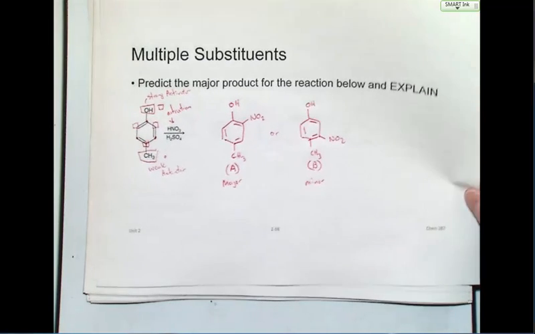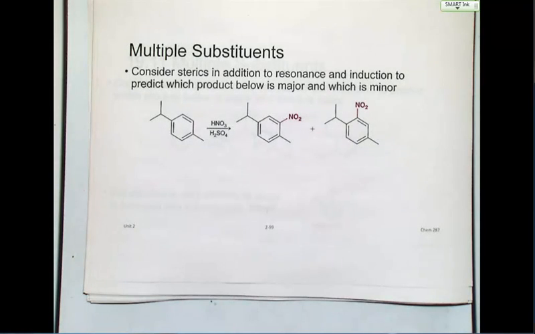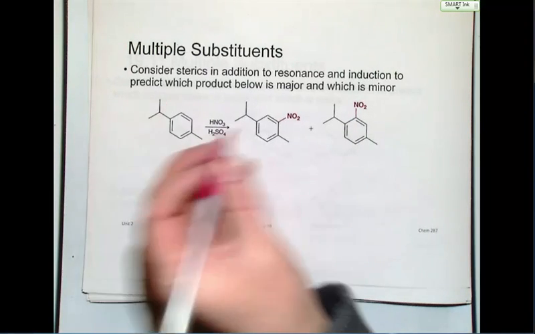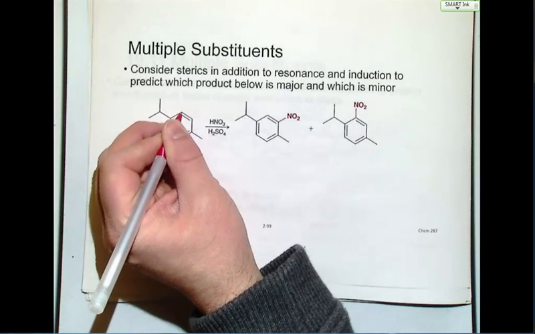Okay, so let's do this. Now we have one where we have two ortho-para directors, and they're ortho-para to each other. And we have to consider also steric effects when we do this. So just looking at these two products, we can see, okay, they're ortho-para directors. So we're thinking it's going to go here.